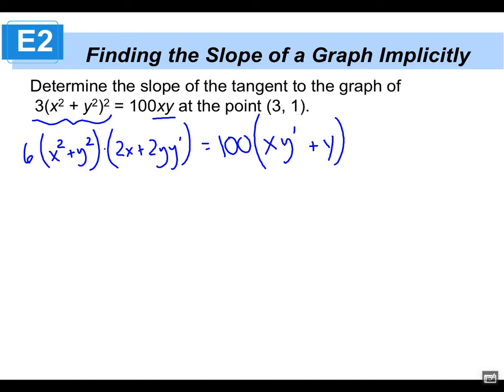Can I have my options again? Certainly. We could take this and algebraically solve for y prime, then plug in 3 for x and 1 for y, and we're done with y prime. Or we could plug in 3 for x, plug in 1 for y, and then solve for y prime. We have our slope.